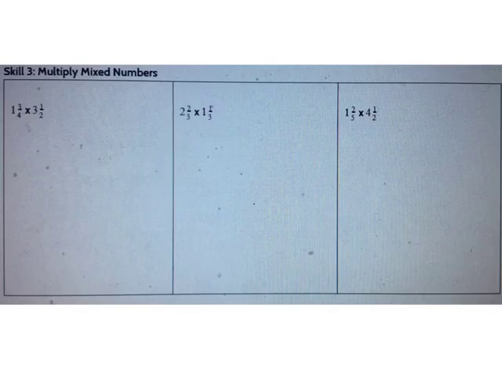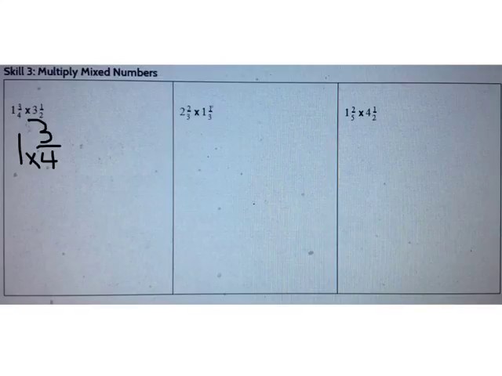We've also talked about multiplying mixed numbers. Remember, when we multiply mixed numbers, first we need to change them into improper fractions. Then we need to multiply. Then we need to change our answer back to a mixed number. So let's start by changing 1 3/4 into an improper fraction.